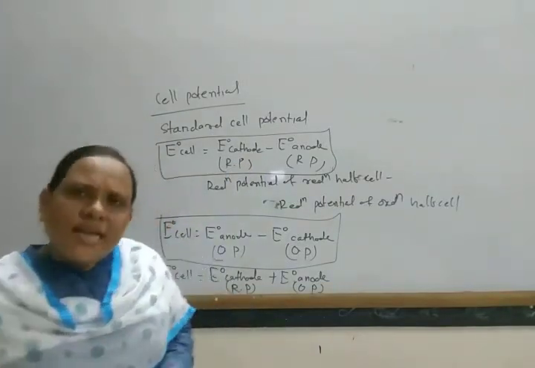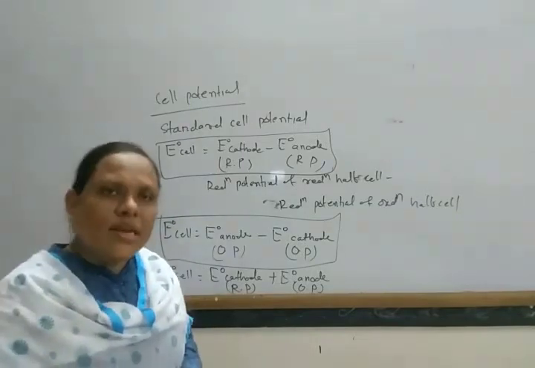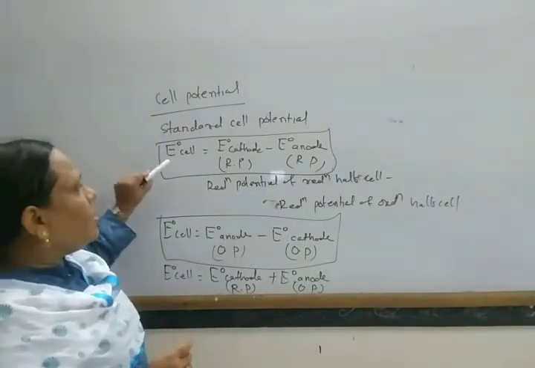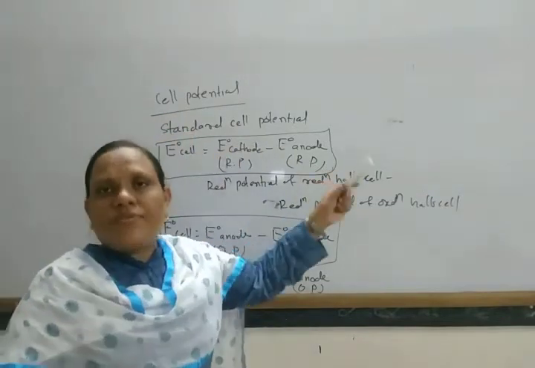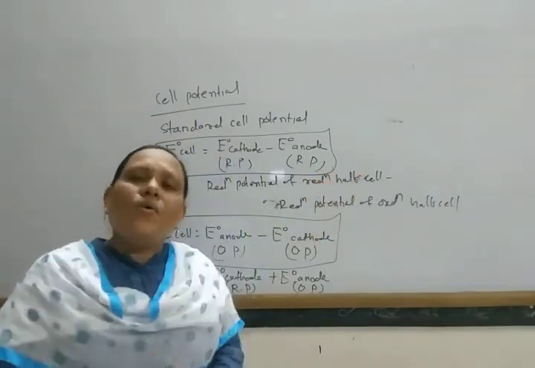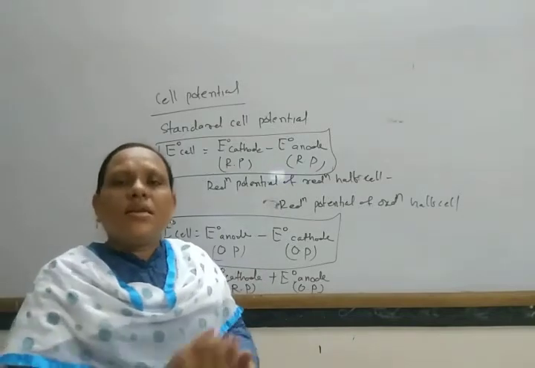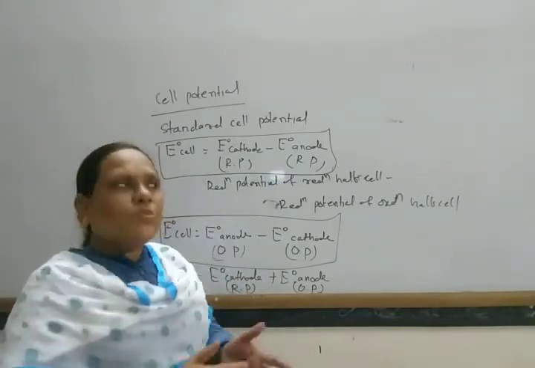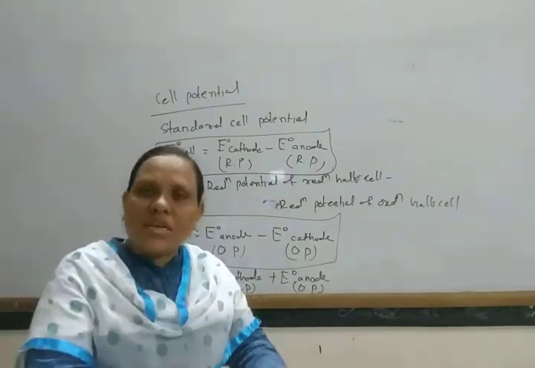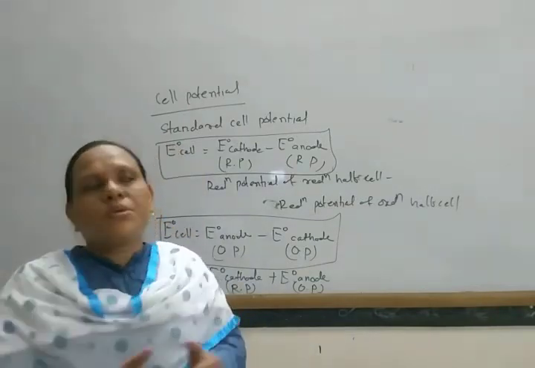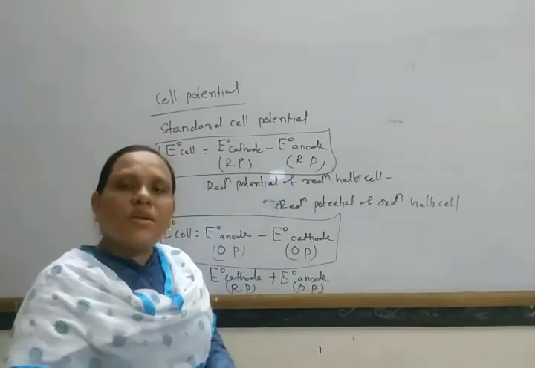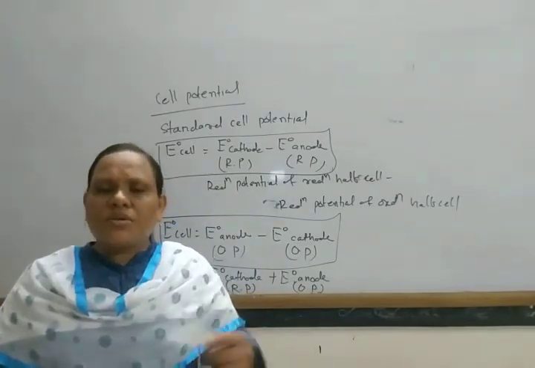To find the cell potential, we have to find the standard electrode potential of an electrode. Then how can we determine the standard electrode potential of an electrode? Suppose we want to find the standard electrode potential of zinc, of copper, or of silver. Then how can we determine it?